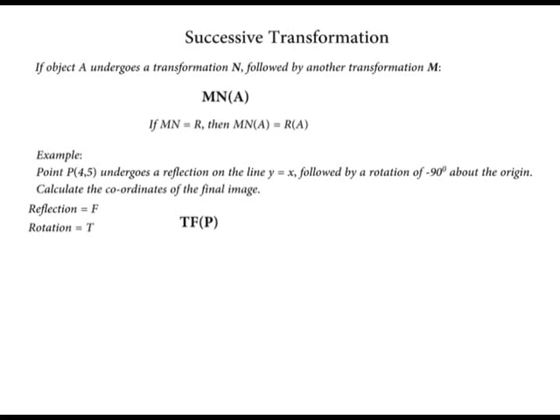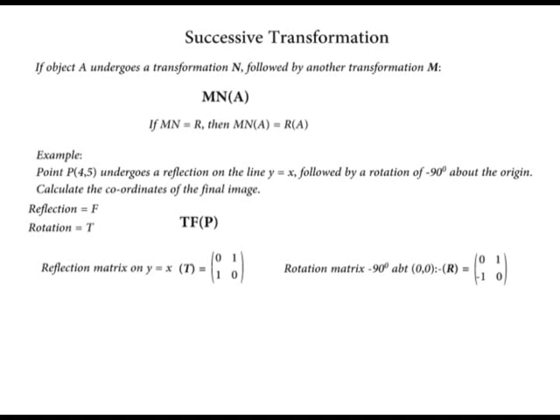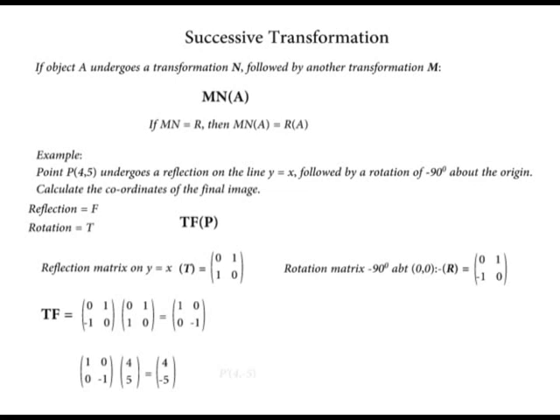First, we work out TF. The reflection matrix on y is equal to x is [0, 1; 1, 0]. The rotation matrix for negative 90 degrees about the origin is [0, 1; -1, 0]. So T times F will be equal to [1, 0; 0, -1]. Then we multiply this product with P. So [1, 0; 0, -1] times (4, 5) will give us (4, -5). And so the final point will have the coordinates (4, -5).